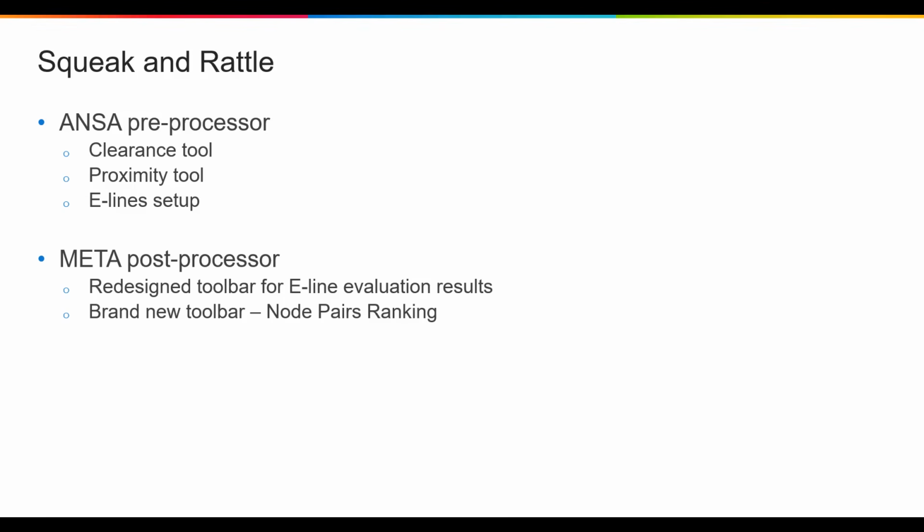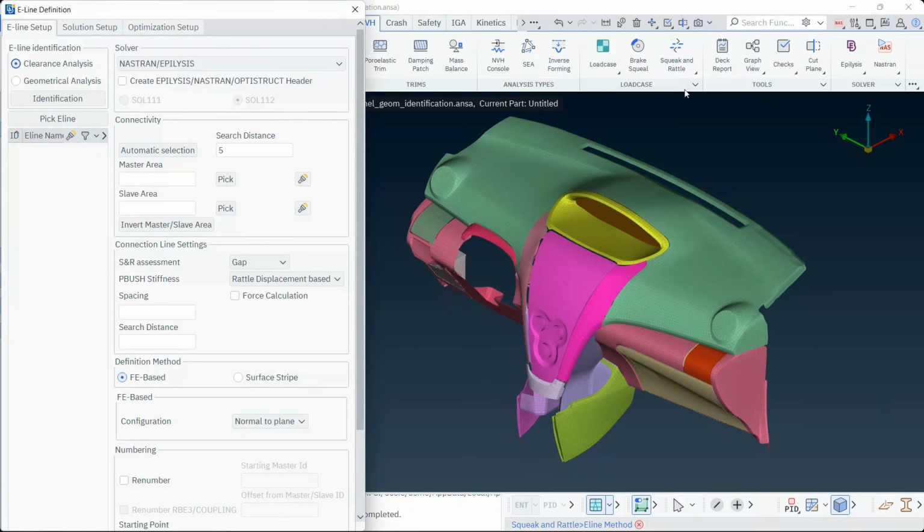In the META Post-Processor, you will look at the updated tools for evaluating E-line results. We will also introduce the brand new Node Pairs Ranking tool, a faster and simpler approach to assessing squeak and rattle behavior. Let's start with ANSA.